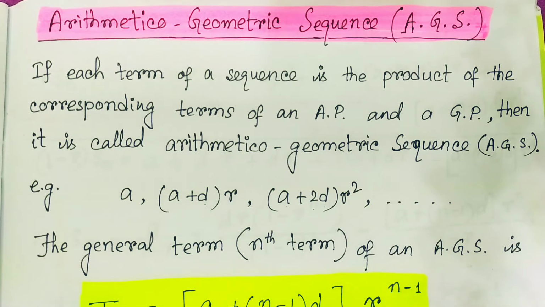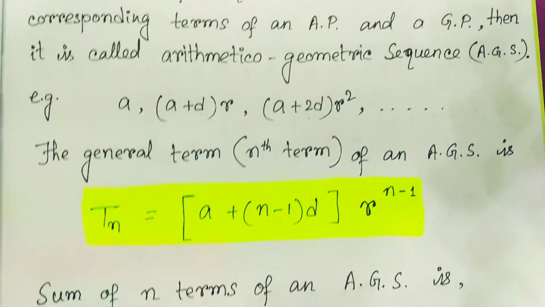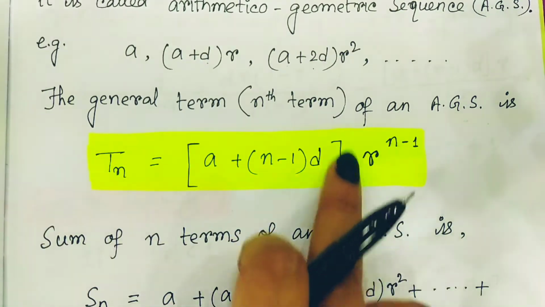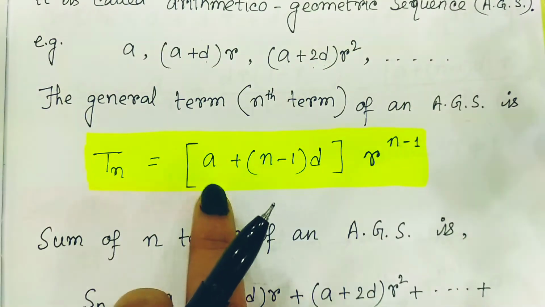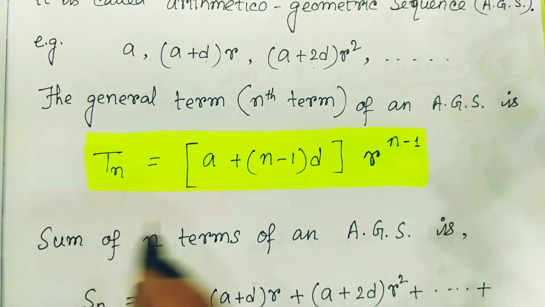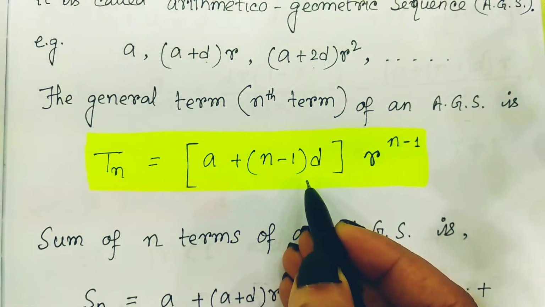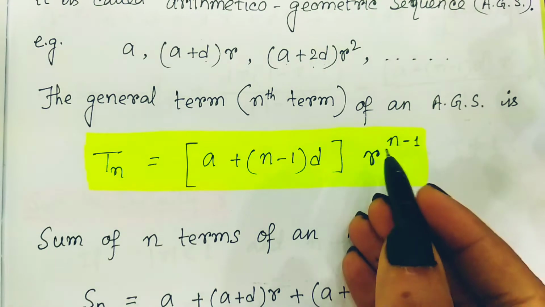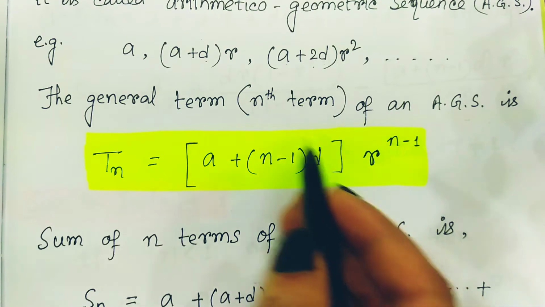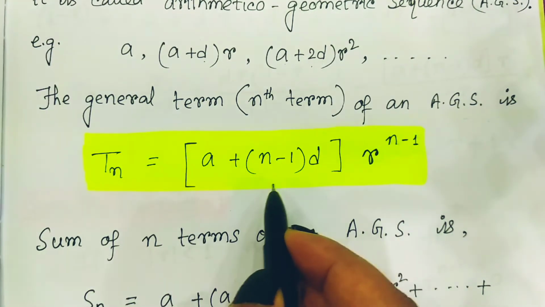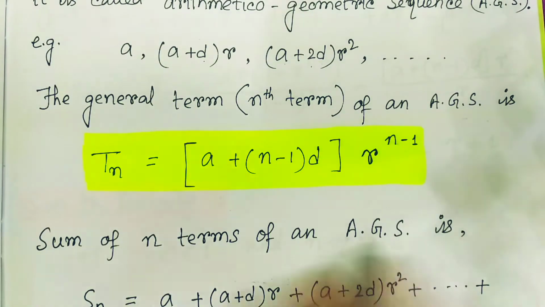So at first we should find the nth term of such a sequence. It is very simple. The nth term is the product of an AP term and a GP term. The AP term for the nth term is A plus n minus 1 into D, and the GP term for the nth term is R to the power n minus 1. We just write the product of these, and this is our Tn.